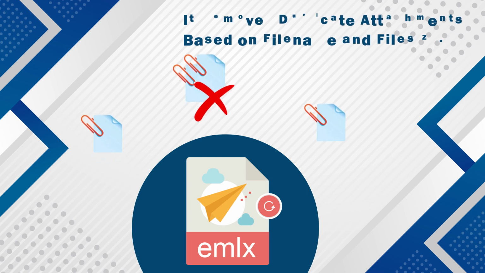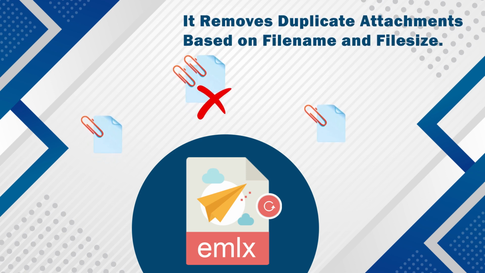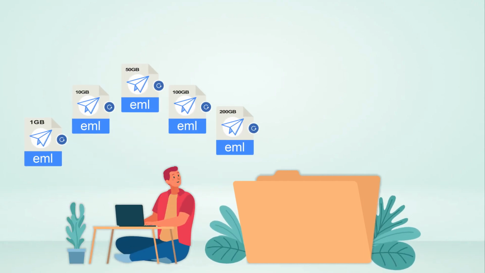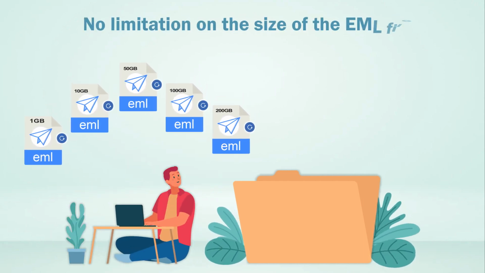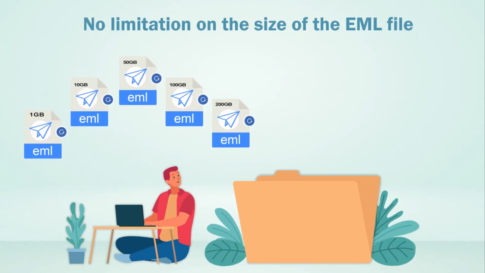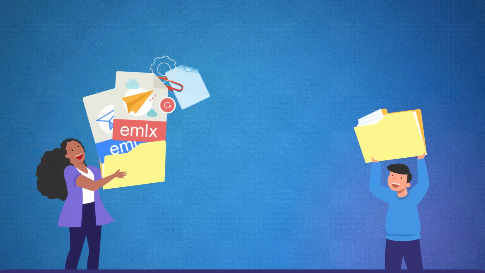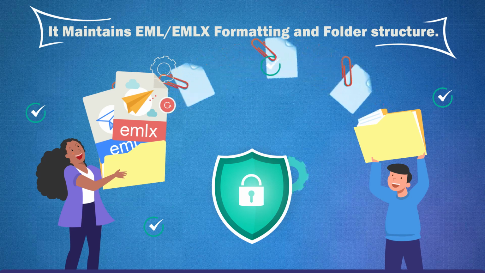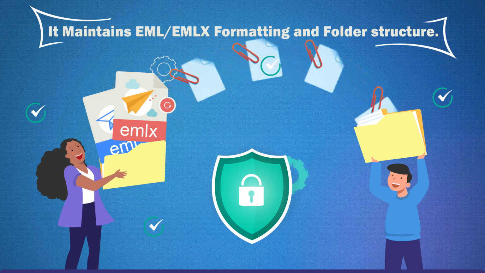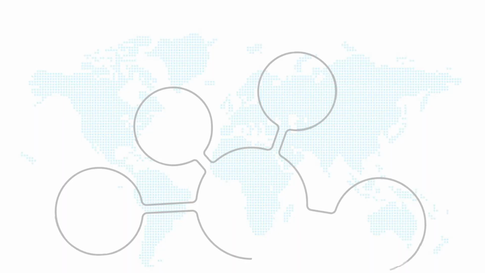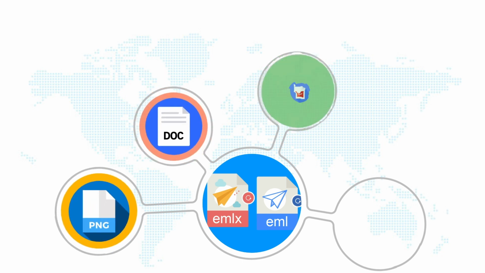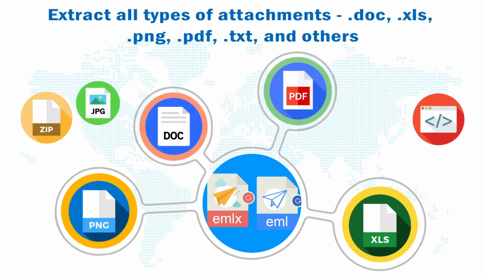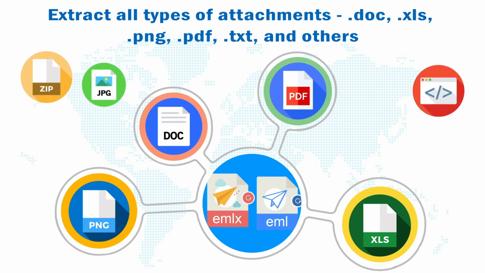It removes duplicate attachments based on file name and file size. No limitation on the size of the EML file. It maintains EML/EMLX formatting and folder structure. Extract all types of attachments: doc, XLS, PNG, PDF, text, and others.